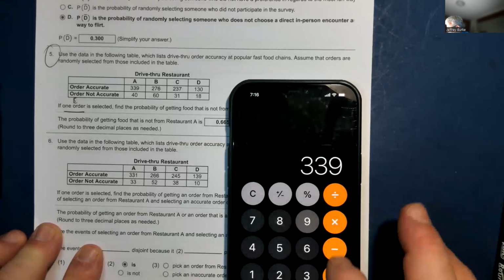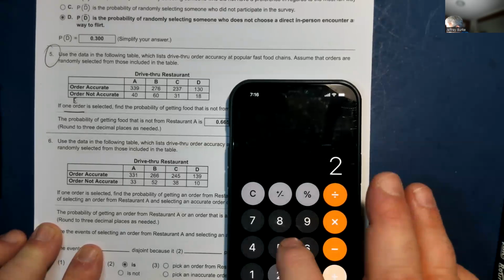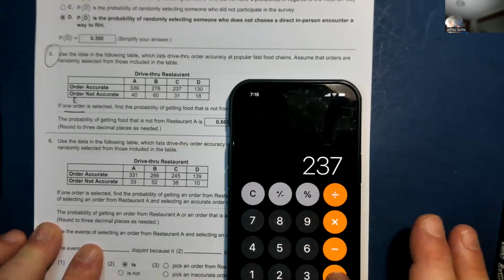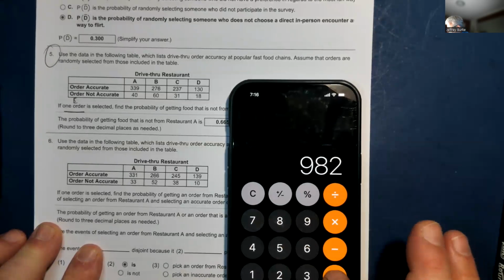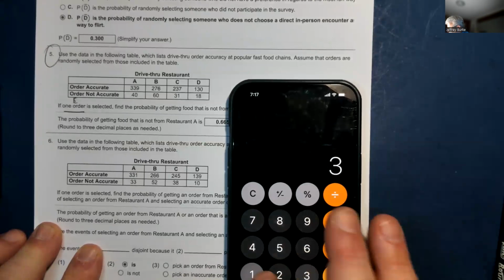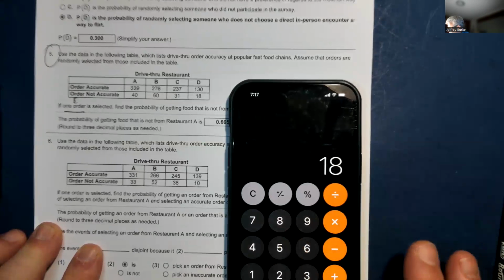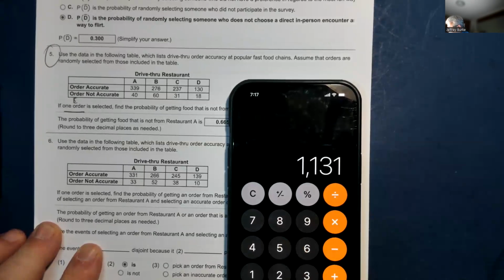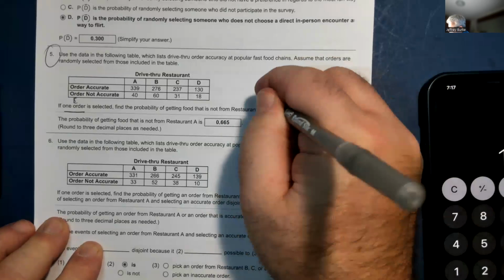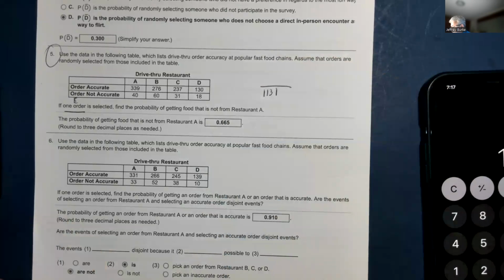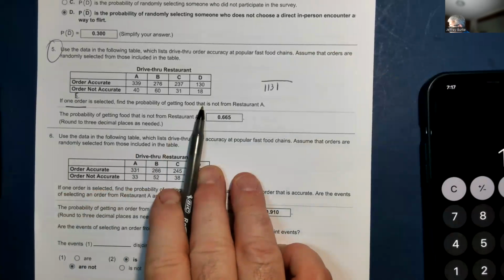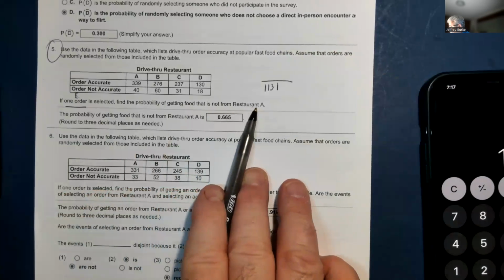So that's going to be 339 plus 276 plus 237 plus 130 plus 40 plus 60 plus 31 plus 18. So my total is going to be 1131 in this question. So I'm doing a probability. That's going to be 1131. Now it says if one order is selected, find the probability of getting food that is not from restaurant A.